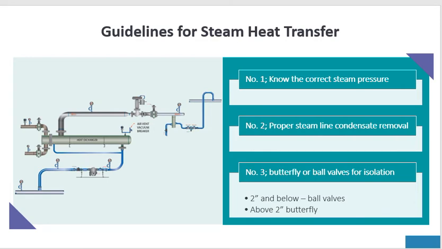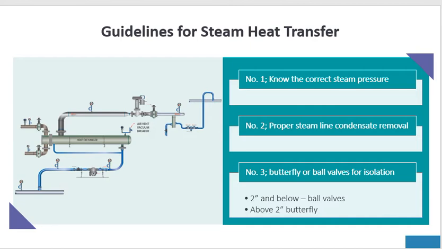The guidelines for steam heat transfer, number one, know the correct steam pressure. The thing is that plant personnel give us the operating pressure. The operating pressure is 150 psi. Well, how do you know it's 150 psi at the point where I'm going to put in this heat transfer? You don't. The boiler's operating at 150 psi, and that's 4 blocks away. It's not going to be 150 psi.